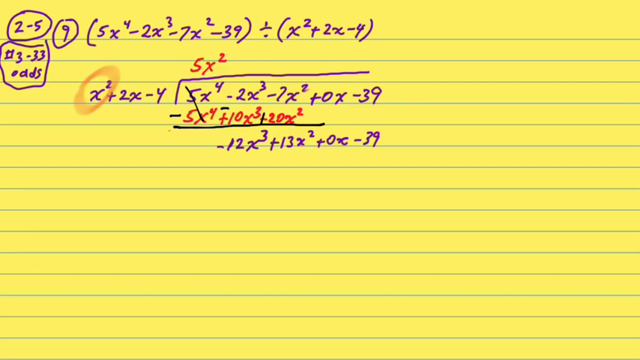So again, x squared times what gives you negative 12x to the third? Well, that'd be negative 12x. So I'm going to put in negative 12x up here. Negative 12x times x squared is negative 12x to the third. That's the whole goal. Negative 12x times 2x is negative 24x squared. Negative 12x times negative 4, I think, is a positive 48x. If I didn't put this 0x here, I wouldn't have a column for that 48x.